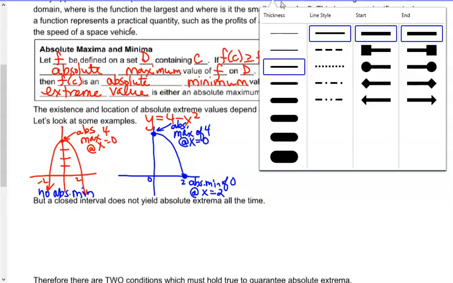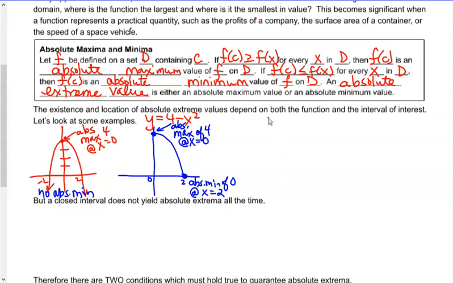But I could also change this up again and restrict to where I include one of those, but exclude the other. So maybe we exclude up here at 4, but I do include right here. Notice that this graph will come closer and closer up here to y equaling 4, but it will never reach that. So if I don't include a point here, there is no absolute max or min at that non-included point. So there is no absolute max here, but I do have an absolute min here because I'm including that. Absolute min of 0 again at x equaling 2.